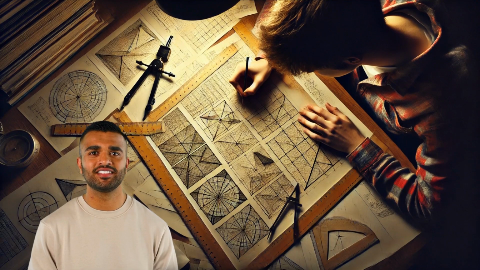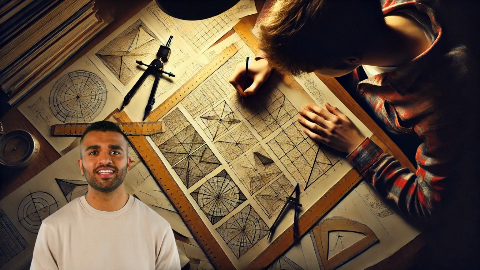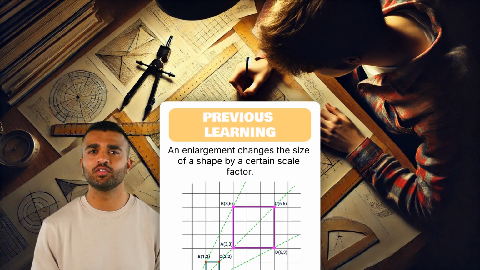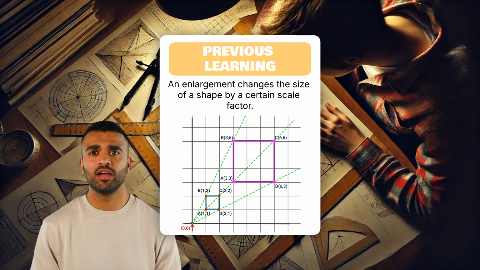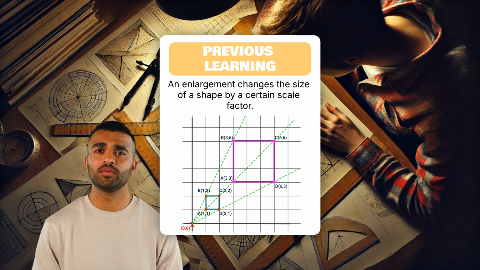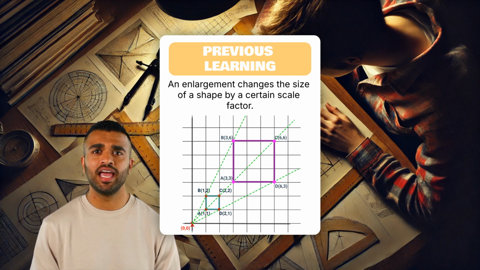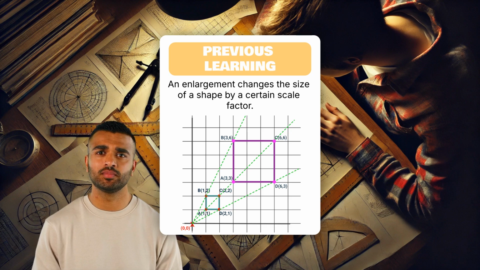In our previous lessons, we've built a solid foundation by discussing enlargement using positive scale factors. You are now familiar with the idea that an enlargement changes the size of a shape by a certain scale factor, where the length of each side of the shape is multiplied by the same positive number. With this foundation, we are now ready to delve deeper and explore negative and fractional enlargements.